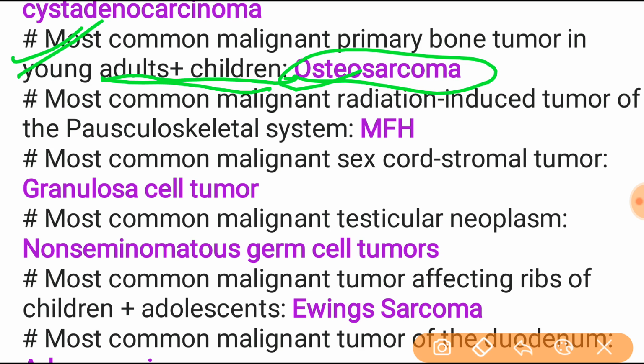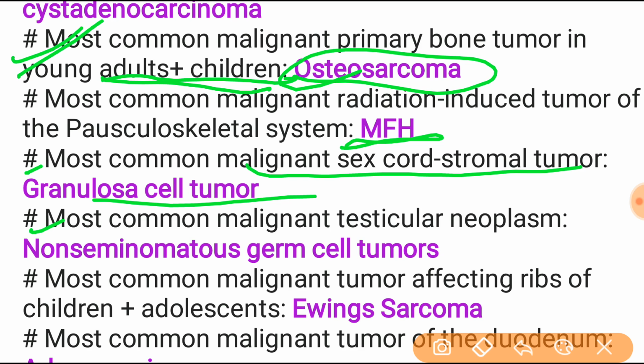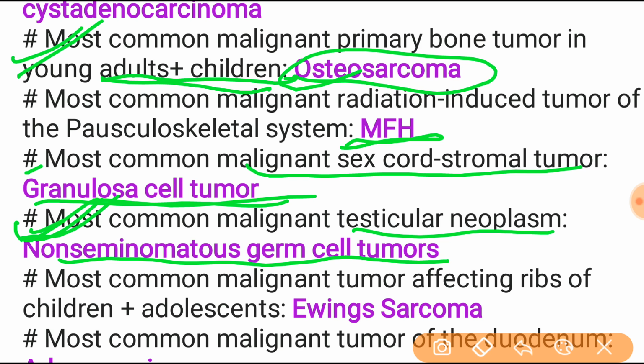The most common malignant radiation-induced tumor of the skeletal system is the MFH. The most common malignant sex cord tumor is the granulosa cell tumor. The most common malignant testicular neoplasm is the non-seminomatous germ cell tumor. It is also a most important topic, and granulosa cell tumor is also an important topic.